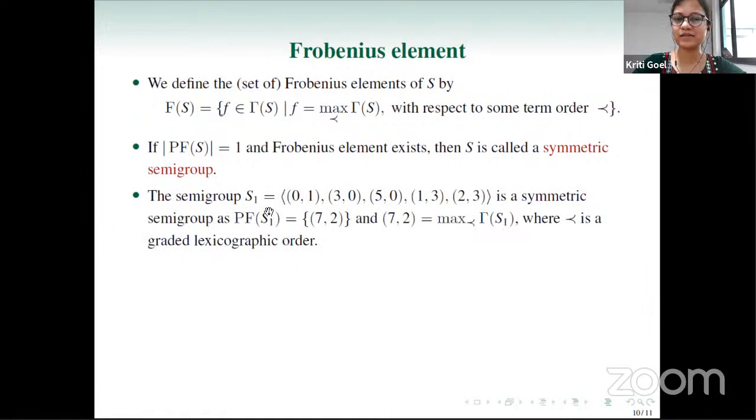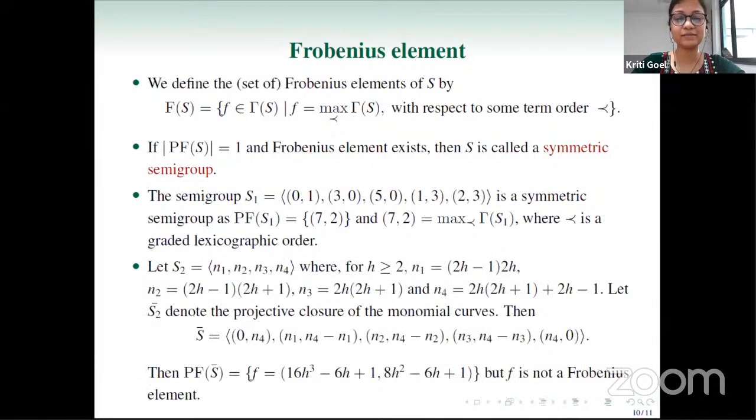So the first example is S1, which is generated by these 5 tuples. This is symmetric because, using the same step as before, we could look at the resolution of the semigroup ring, look at the top degree, and subtract the sum of the generators. What we get is (7, 2). And (7, 2) is actually the maximum of this gap set, where this maximum is with respect to this term order, which is the graded lexicographic order. So we do have an example of a symmetric semigroup because the cardinality of the set of pseudo-Frobenius elements is 1, and we have existence of the Frobenius element.